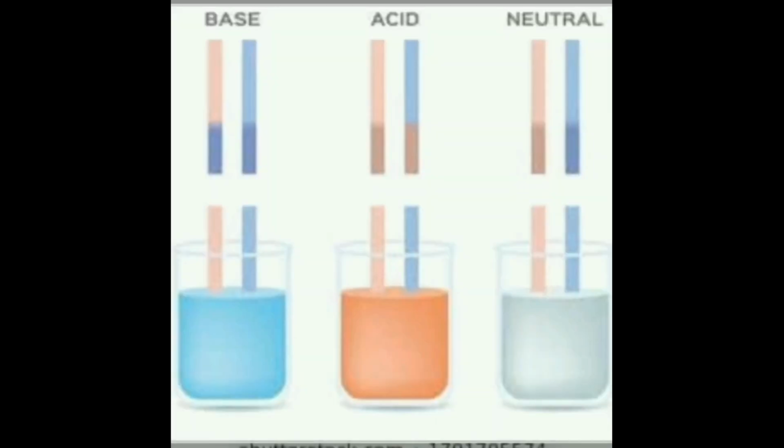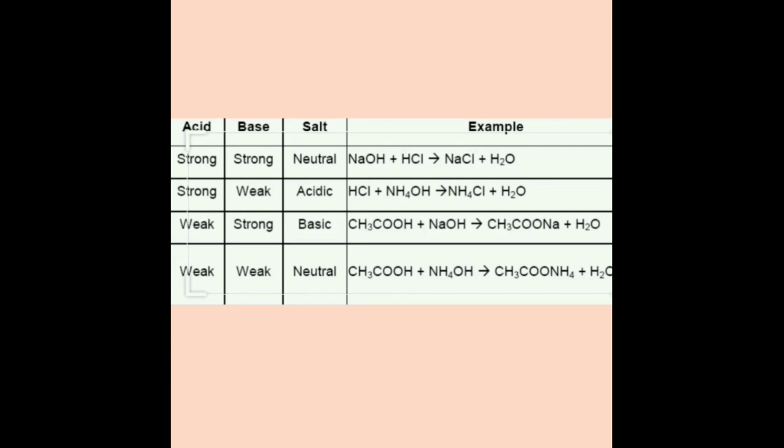We can identify whether a salt is acidic, basic or neutral in the same way as we identified acids and bases. Salt which turns blue litmus to red is called acidic salt. Salt which turns red litmus to blue is called basic salt, and salt which turns neither blue nor red is called neutral salt. An example of acidic salt is copper sulfate, basic salt is sodium carbonate and neutral salt is sodium chloride. We have many other examples for acidic, basic and neutral salts.